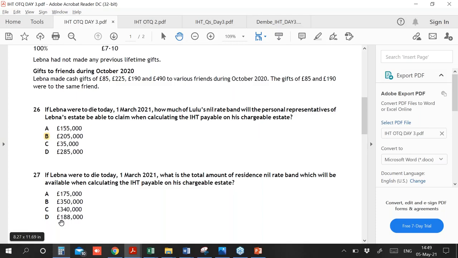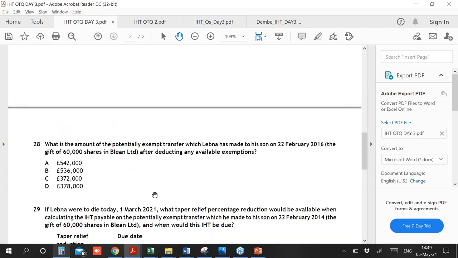That is the amount after deducting the mortgage. So in our options, D is the correct answer. Moving on.